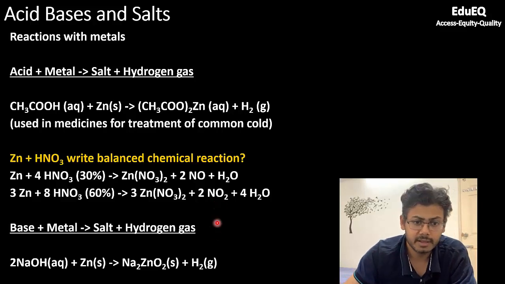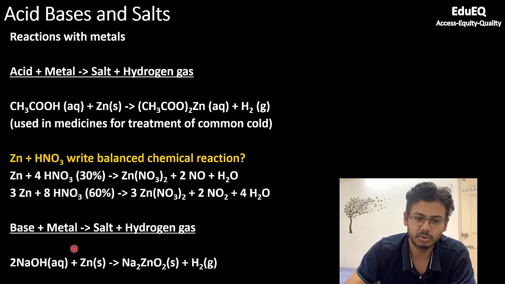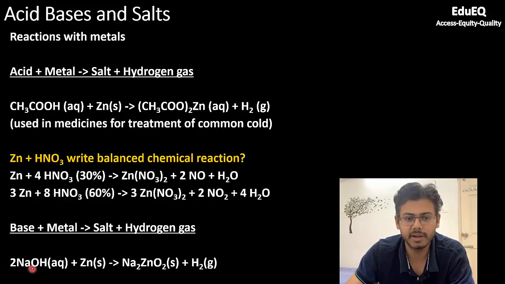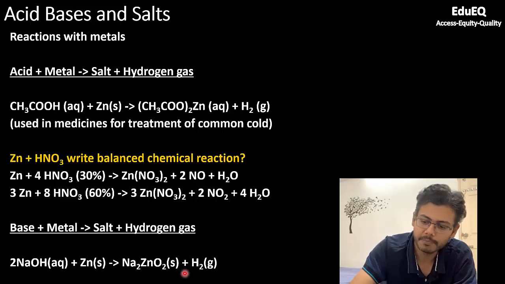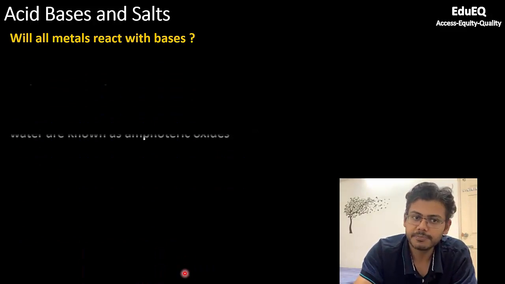Moving on further, what will happen if you react a base with a metal? In this case also the expectation is the same: it will form a salt and hydrogen gas. This is one reaction which shows that when sodium hydroxide is reacted with zinc, it forms sodium zincate and releases hydrogen gas. But a question for you here: will all metals react with bases?